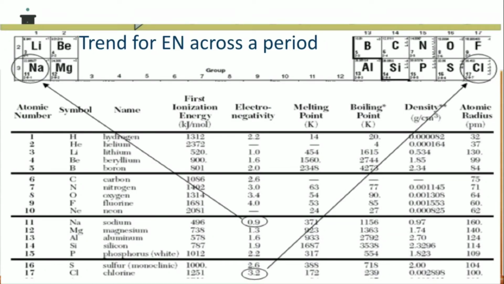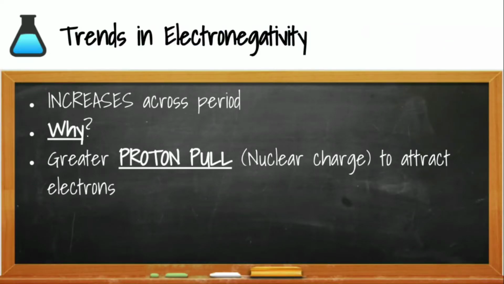Now, what's the trend for electronegativity as we go across the period? Let's look here at period number 3. When we examine the electronegativities on reference table S from sodium to chlorine on period number 3, you can see that electronegativity increases as we move across the period. Again, don't memorize the trend, just know how to look it up on table S.